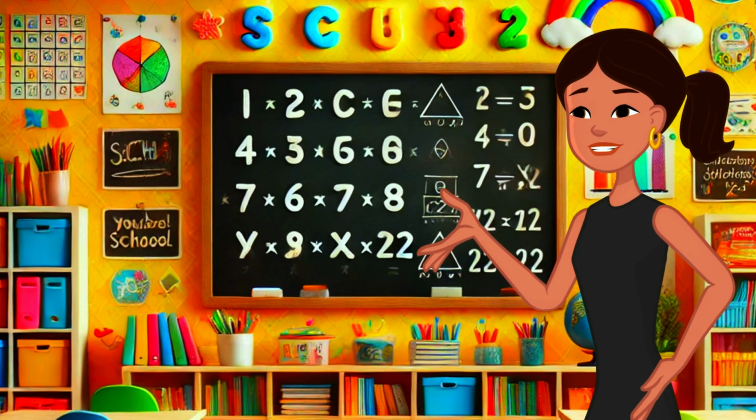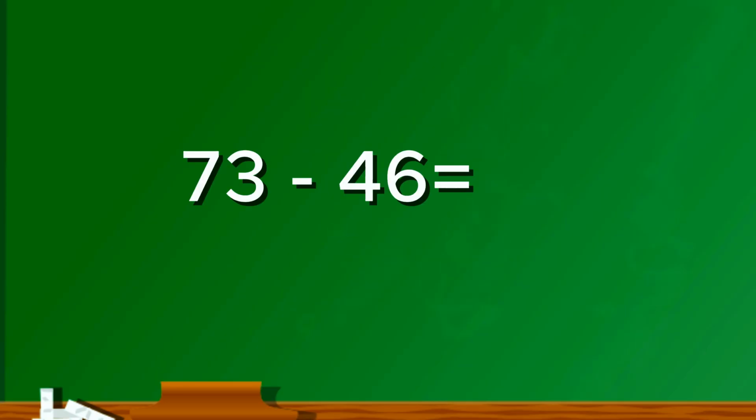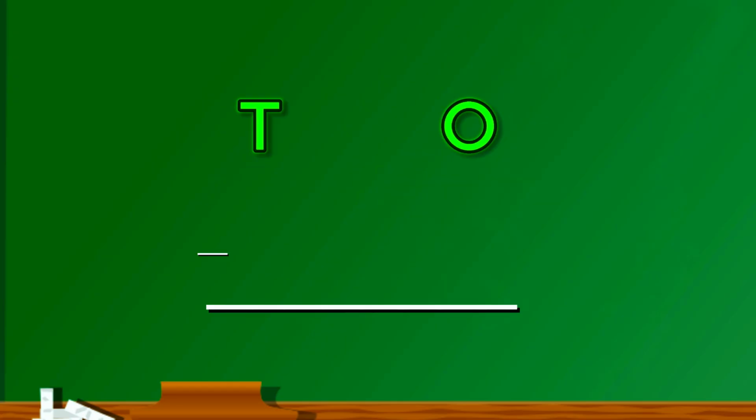Let's solve this one together. 73 minus 46 equals. Step 1. Line up your numbers under their correct place value. The number 73 has 7 groups of 10s and 3 groups of 1. We place the 7 under the 10s column and the 3 under the 1s column. The number 46 has 4 groups of 10s and 6 groups of 1s. We place the 4 under the 10s column and the 6 under the 1s column.